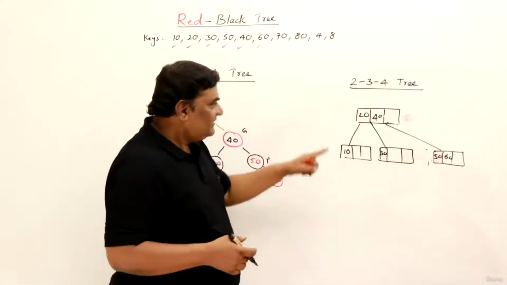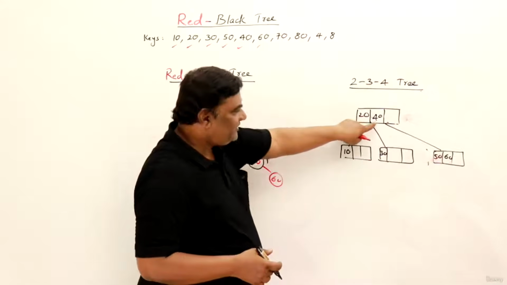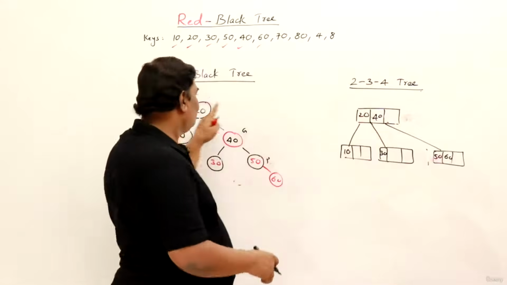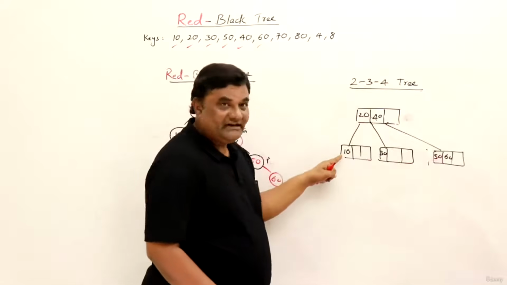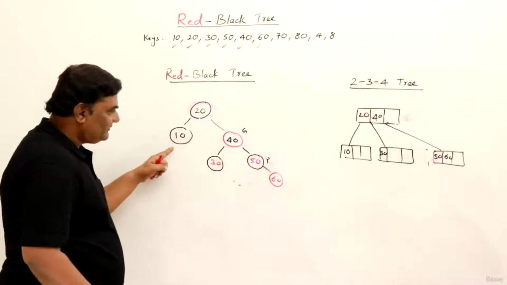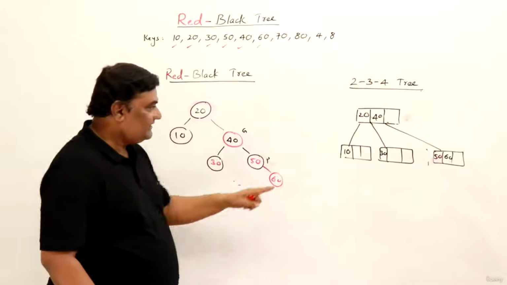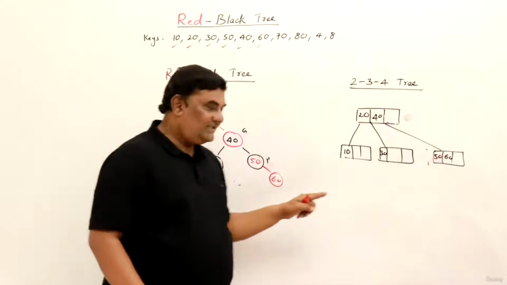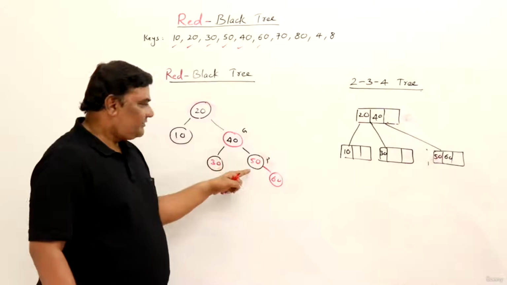So 40 goes up. So now what this says, see, first node, black color. 40 is a part of that, red. Then this has a left child, separate node, black, separate node, black. This is 50, separate node, black, separate node, black. 60 is a part of 50.